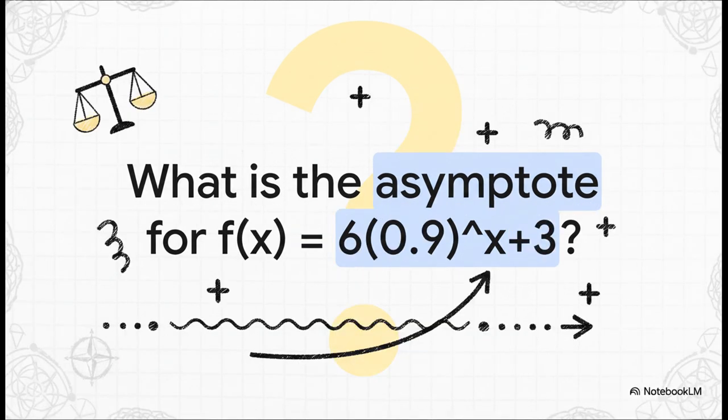Let's try question 2. What is the asymptote of f of x equals 6 times 0.9 to the power of x plus 3? Try to spot the shift using the rule we just learned. You see that +3 right at the very end? Yup, you guessed it. Your asymptote is y equals 3.